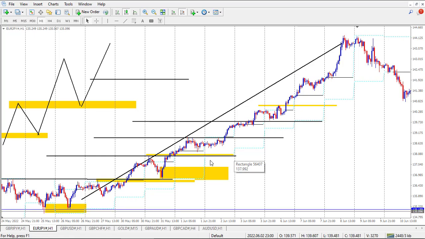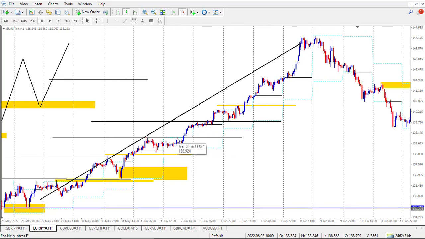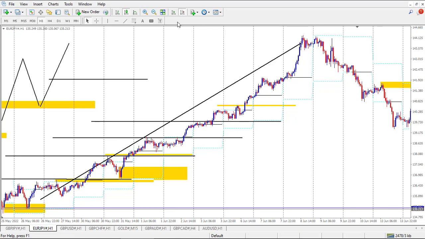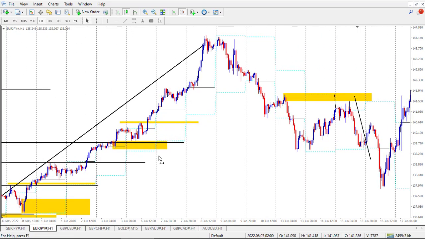As I was saying, the flip zone, the order block, the flip zone, the order block. These horizontal lines are marking the flip zones. And if you can clearly see here, it's a flip zone and an order block. So you can be setting your limits or entering manually.